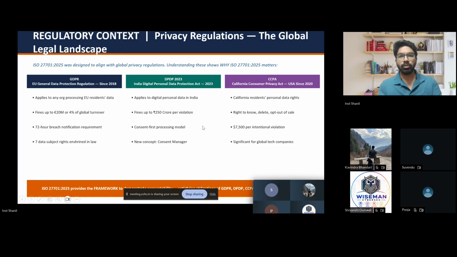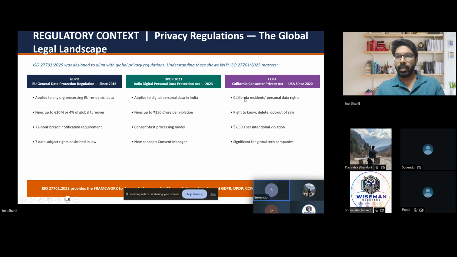No organization should collect your data without your consent. So whenever you raise a complaint, you can ask the company, show me the consent which I have given to you, according to which you are using my data. A new concept is the consent manager. Nowadays, companies are hiring a consent manager so that all the complaints or activities related to consent can be handled by a separate department.